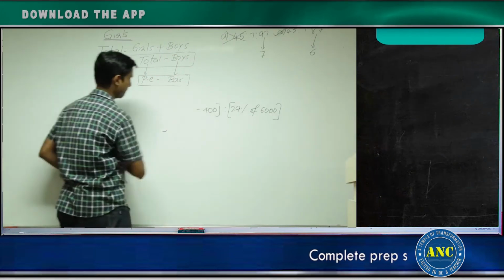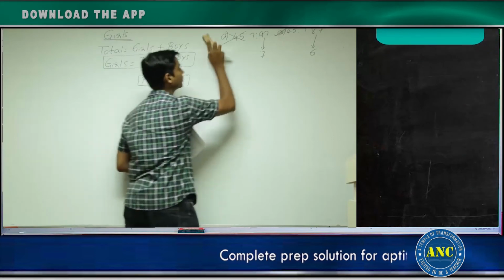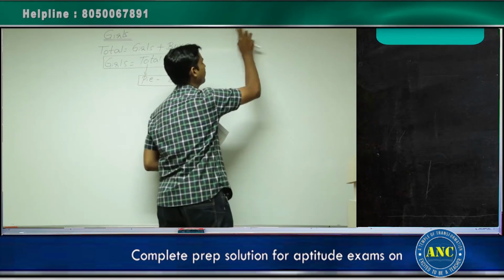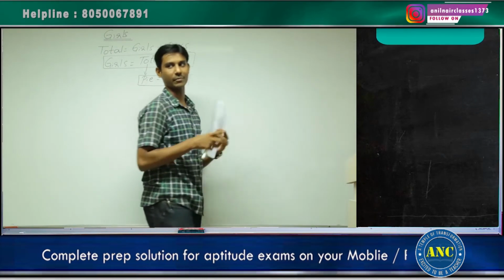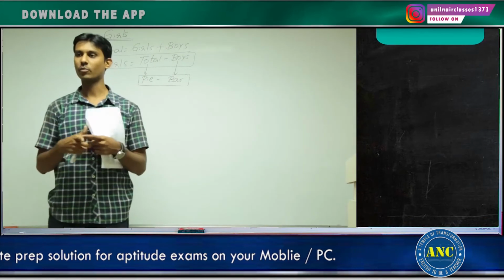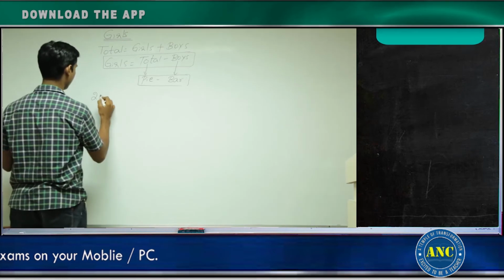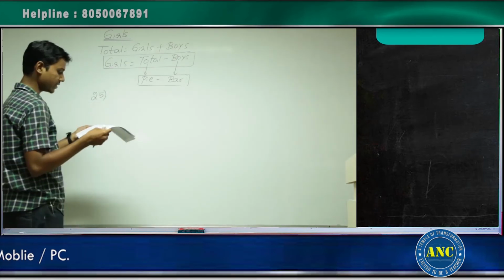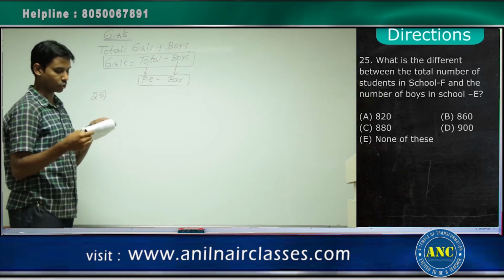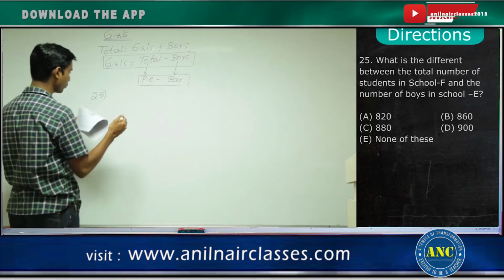Question number 25. Whenever you have numbers, please make use of digital sum. I think we discussed the digital sum concept in detail in our speed math session, right? Question number 25. What is the difference between the total number of students in school F and the number of boys in school E?